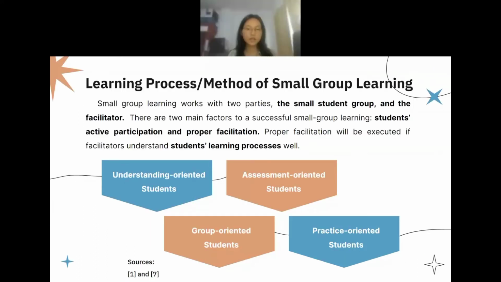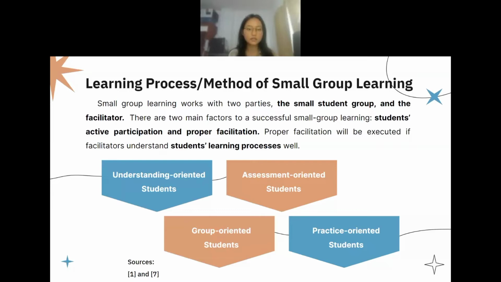Now I'm going to explain the learning process or method of small group learning. Before that, I'm going to explain how small group learning works. Usually, lecturers will give the material and a case problem with a set of questions for the small group to discuss. The group will have to find the solution to that problem by answering the questions. In order for a small group to be successful, it needs both student participation and proper facilitation to excel. For the facilitation to be maximized, facilitators need to understand the four student profiles of learning styles.